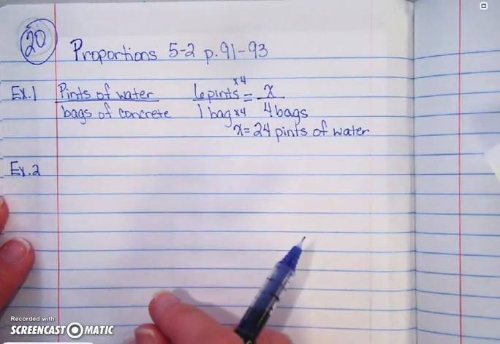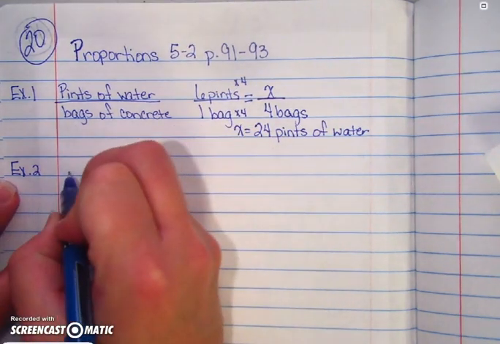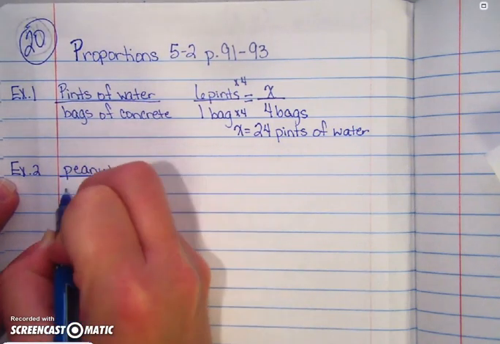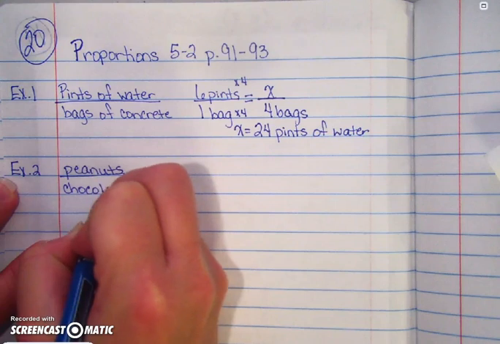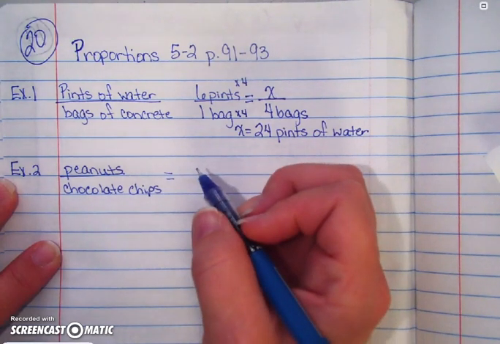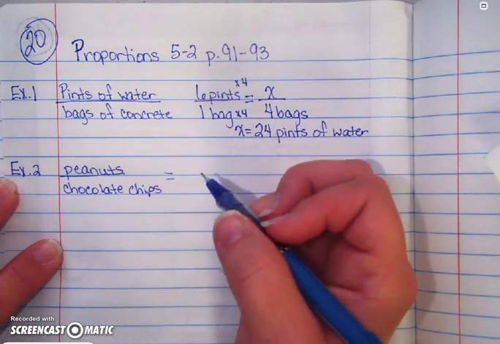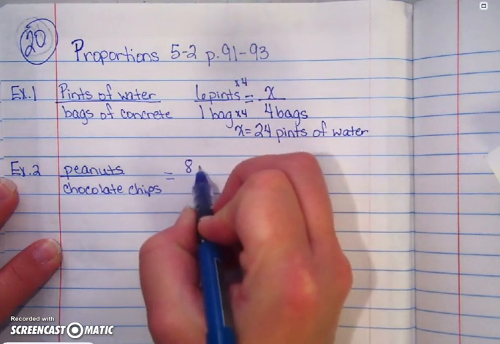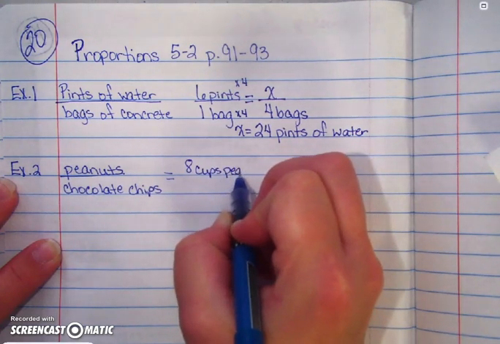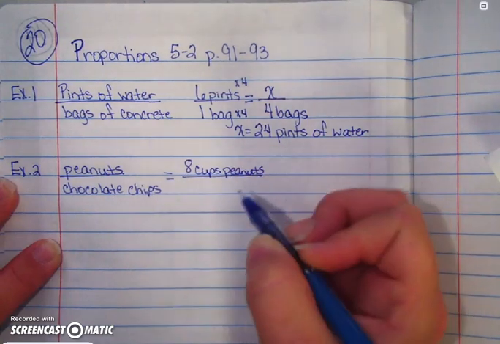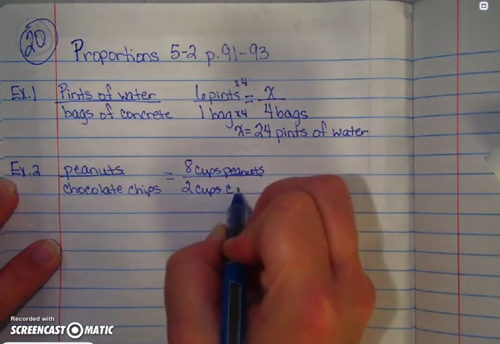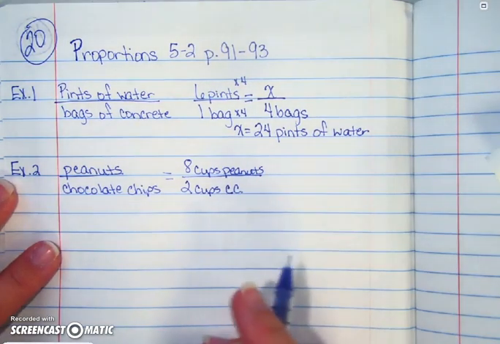Okay, we have to think. What are we comparing here? We're comparing peanuts to chocolate chips. All right, going back to our problem, it says her recipe calls for 8 cups of peanuts for every 2 cups of chocolate chips. I'm just going to abbreviate that CC right there.